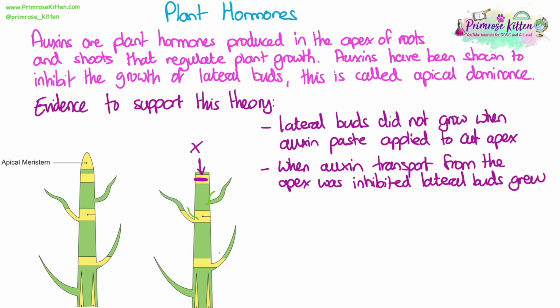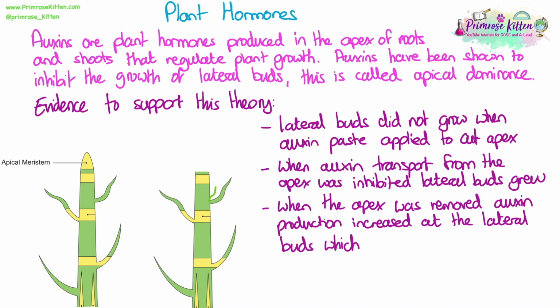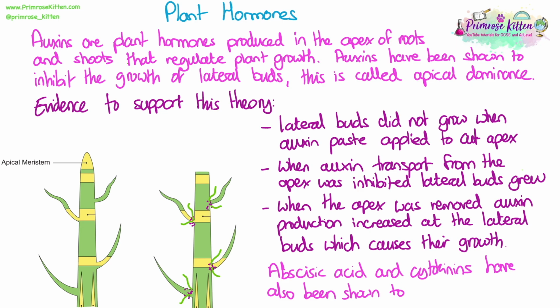Then it was like, oh, is it just not being transported down? How do you know? Well, by blocking auxin transport, that caused those shoots to be able to grow. So that is another piece of evidence to support it. And what happened was that they removed the apex and they would measure the auxin production at the lateral buds. And actually, auxin production increased at the lateral buds when we didn't have any source of auxin at the top. And that's what caused their growth. So we know that this creates these increased concentrations of auxin around the lateral buds, and that causes it to grow when we remove the shoot tip.